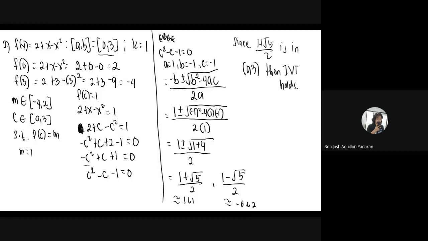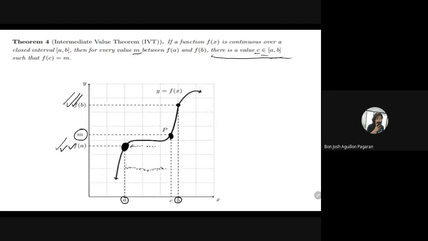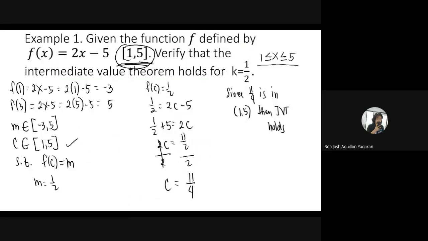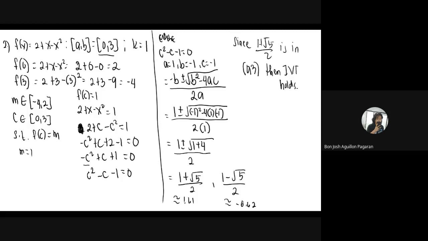Sir, why did it become open? It became open because, the definition says, there is a value of c, an element of (a, b). That means it is in between a and b. If it is in between, we cannot use the bracket, because that would include 0 and 3. Basically, it is impossible for you to get a value of c which is 0 or 3. What we are looking for is only the value of c that is in between 0 and 3. That is why we cannot use the bracket. Instead, we will be using the parenthesis.